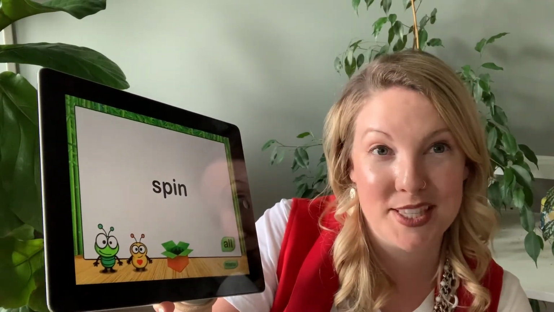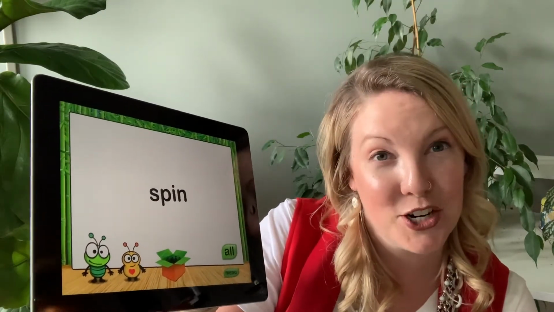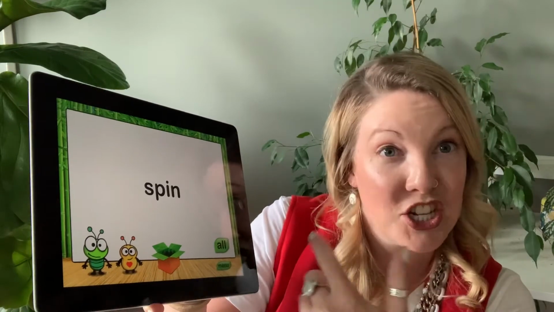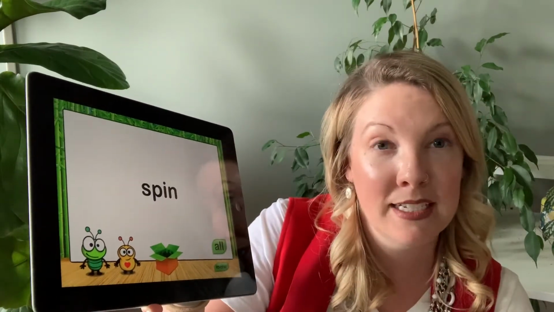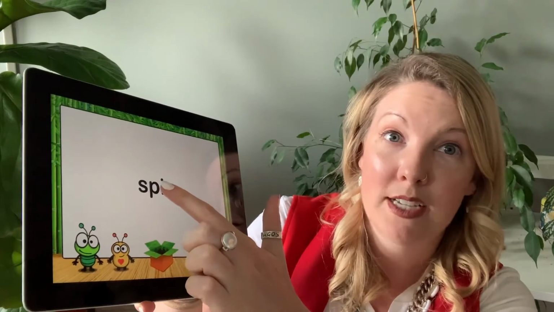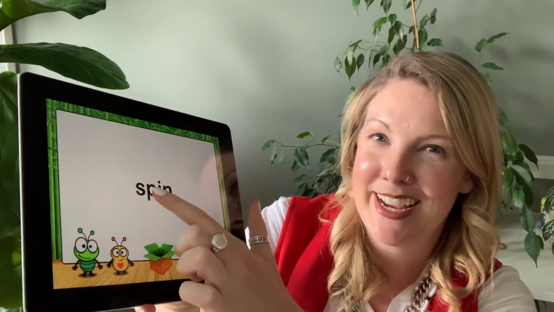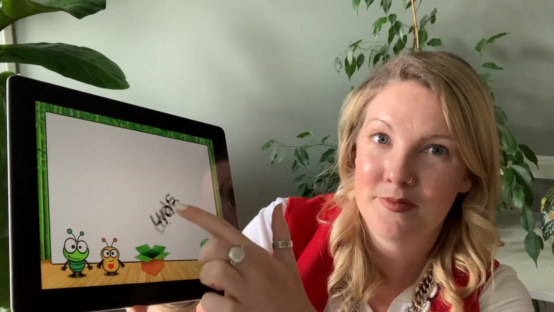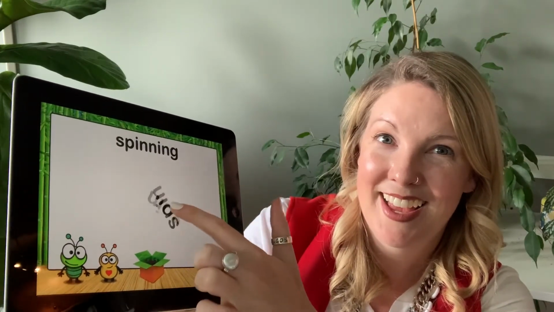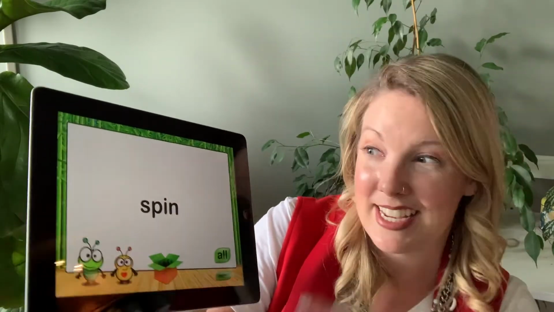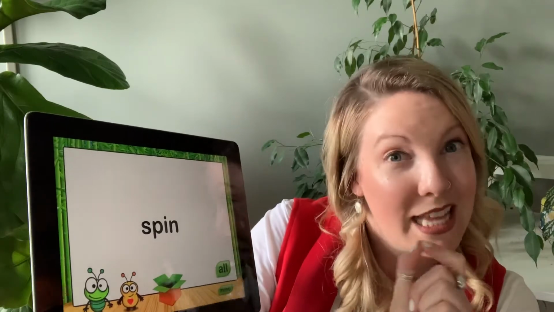Now, what I like to use this for past tense verbs is you can talk about when it's actually happening, the present form, spinning, spinning, spinning. And if you tell the child to touch and hold down the word, watch what happens for present tense. It actually shows the ing at the end of the word spinning. So if a child is working on that, you can incorporate ing practice into this app.